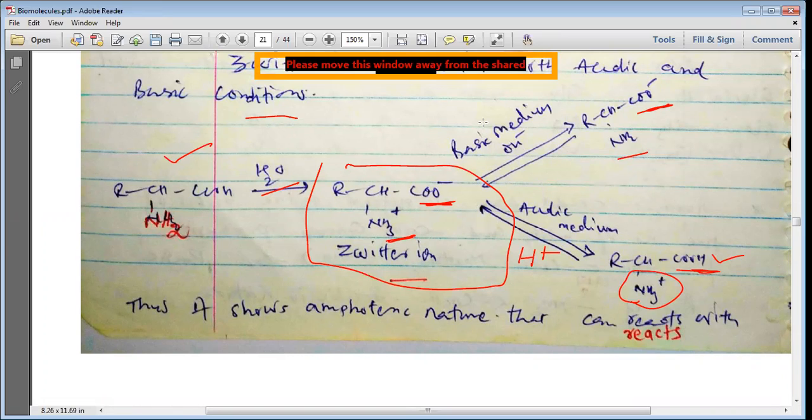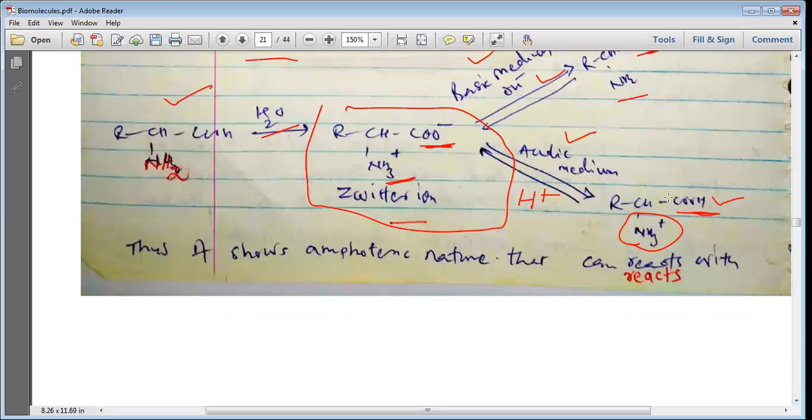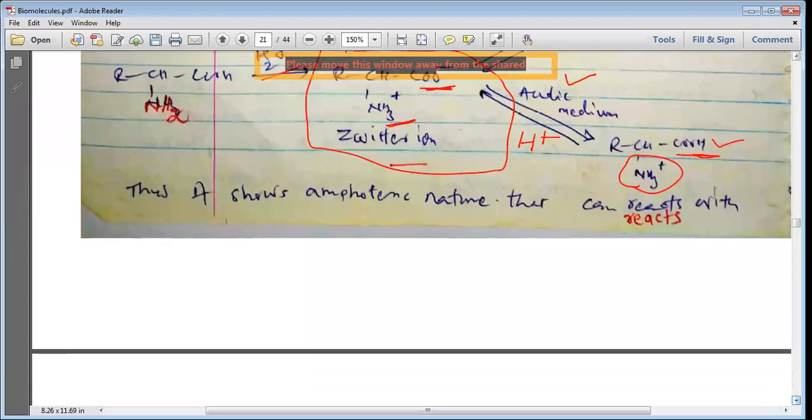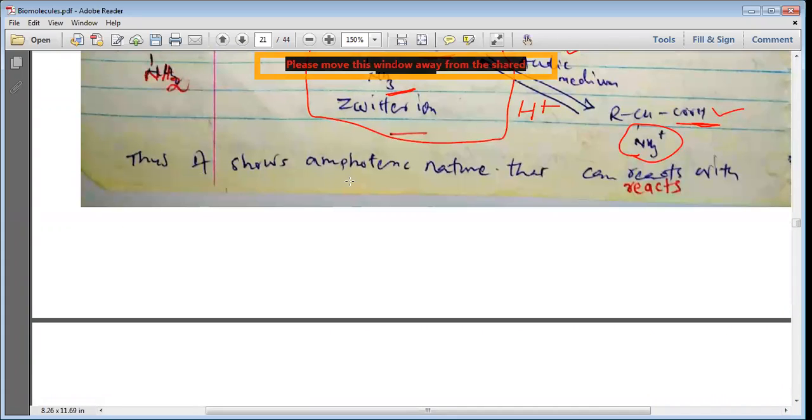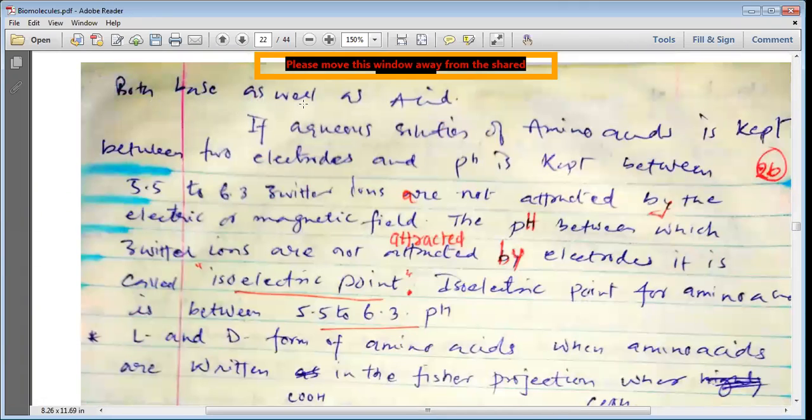That is why you can easily understand that this zwitter ion can react with the base, and this zwitter ion reacts with the acid. In basic medium, it produces a COO minus ion, and in acidic medium you can have the NH3 plus ions, and that is why it can react with both acid as well as base, and that is why our alpha amino acids are generally amphoteric in nature. Thus it shows amphoteric nature, that it can react with both acid as well as bases.